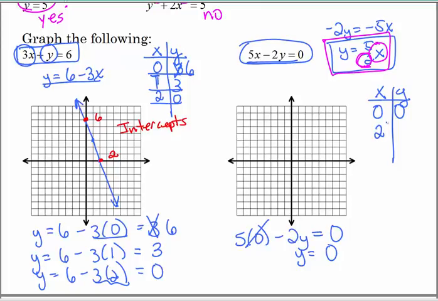What if I let x equal to 2? So y equals 5/2 times 2. Now remember that's 2 over 1. Do you see how the 2's cancel? That's a very convenient little trick.